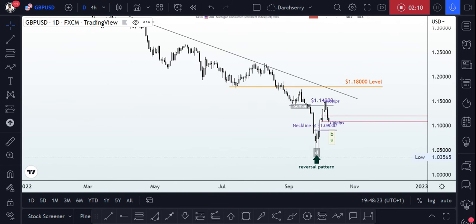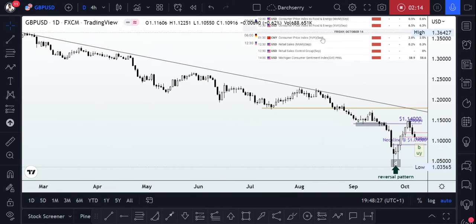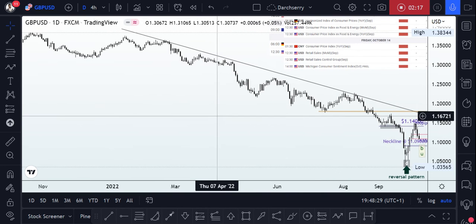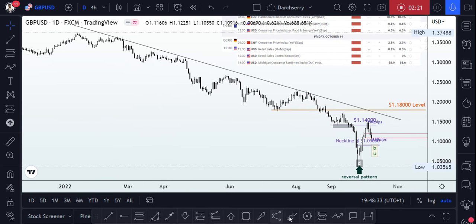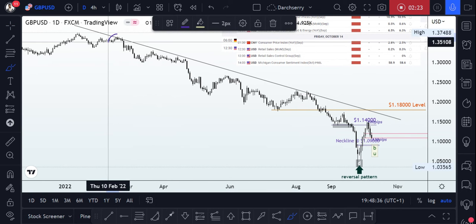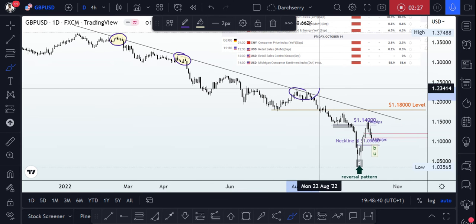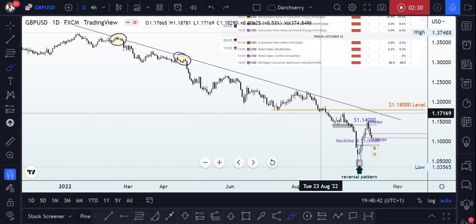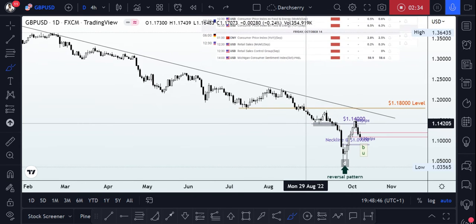Scaling up to the daily time frame, the first thing we observe here is that price action has been on a very strong bearish momentum since the beginning of the year. And this is evident after connecting the series of lower highs to give us that resultant bearish trend line. As we can see, price has consistently respected that trend line since somewhere in the month of April.